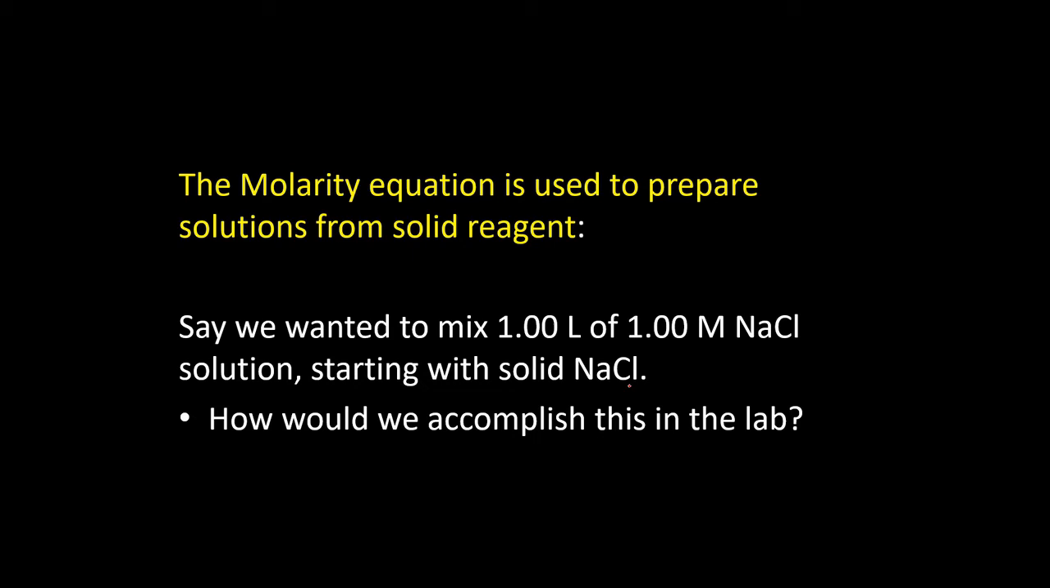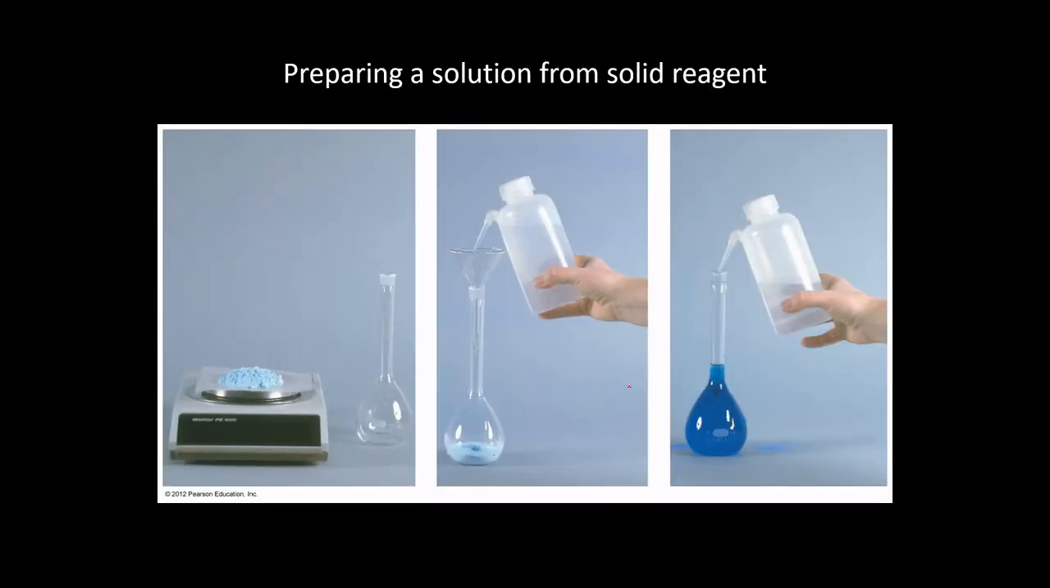Moving on now, let's talk briefly about actually preparing a solution from solid reagents. Let's say that we wanted to mix 1 liter of 1 molar sodium chloride, and we wanted to start with water and solid sodium chloride. We just had some salt from a salt shaker somewhere, and we want to make 1 molar NaCl. How would we do this if we were actually going to do it in the lab? It's actually pretty straightforward.